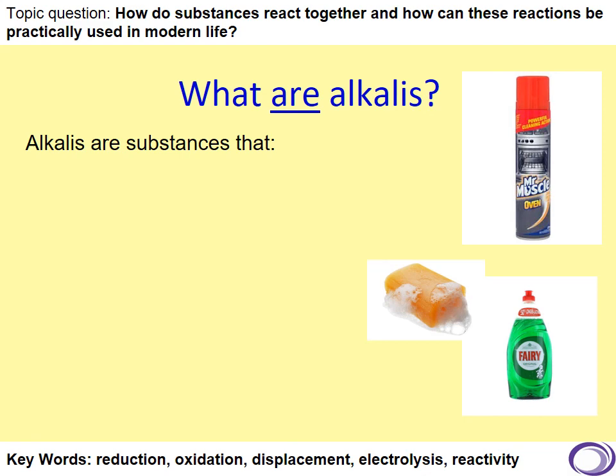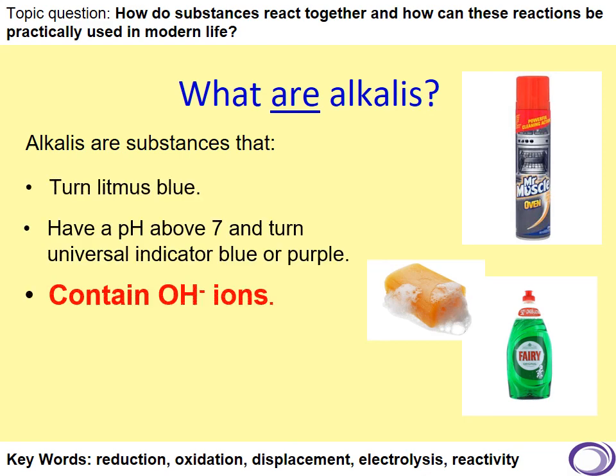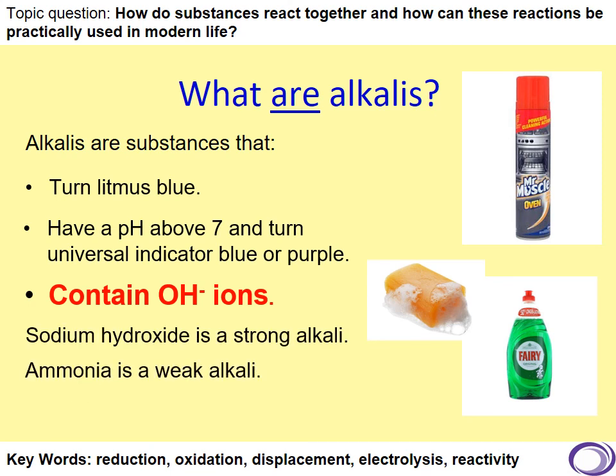Alkalis then are substances that have a pH above 7, and they will turn universal indicator blue or purple. All alkalis contain OH- ions. So acids contain H+ ions, alkalis contain OH- ions. And sodium hydroxide is a strong alkali, and ammonia is a weak alkali.